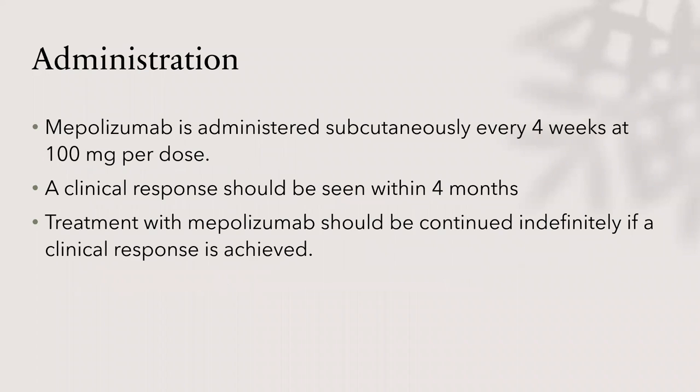How do you administer it? Mepolizumab is given every 4 weeks, 100 milligram dose, and you usually see a response in 4 months. So it's somewhat similar between the other biologics. Usually you have to give them that time frame. And again, same with omalizumab, you have to continue the therapy if you see a positive clinical response.